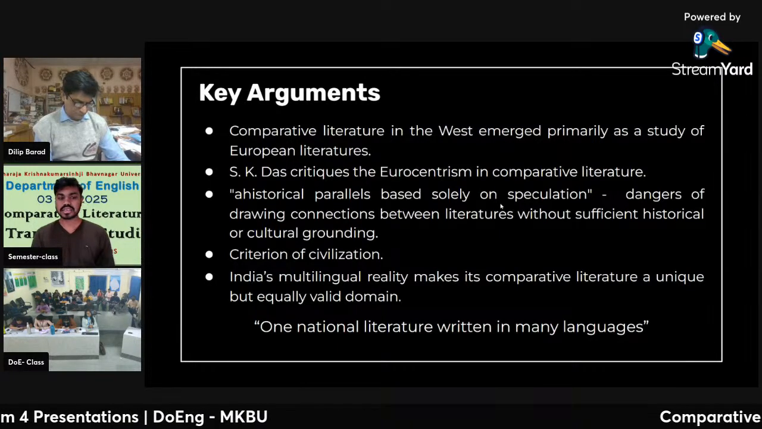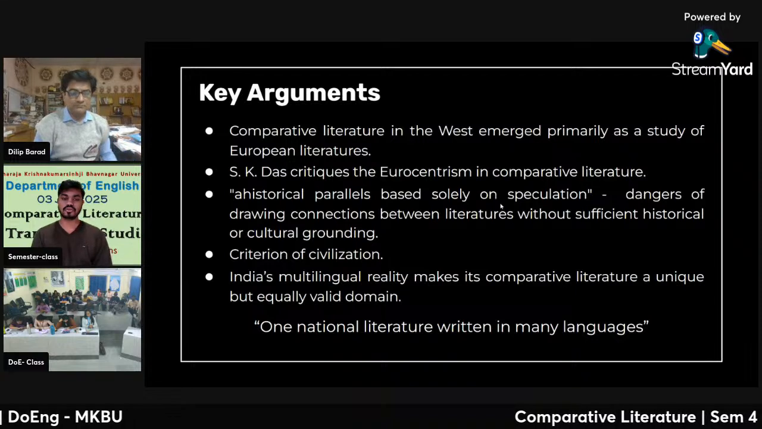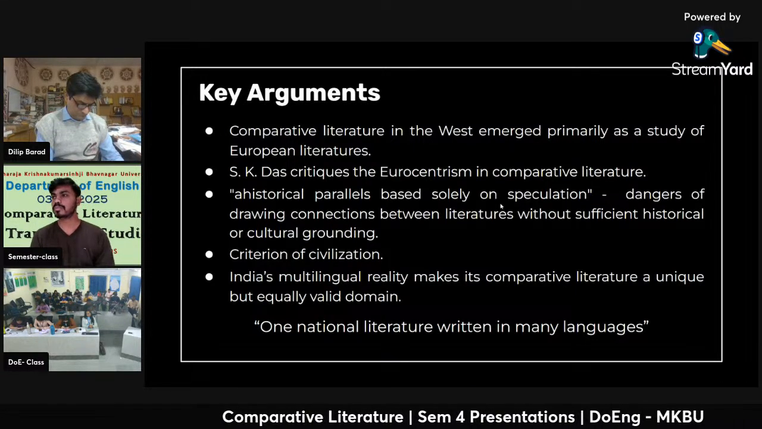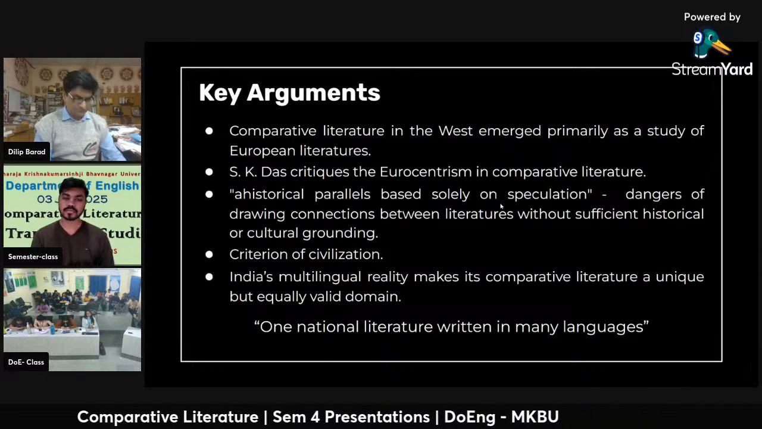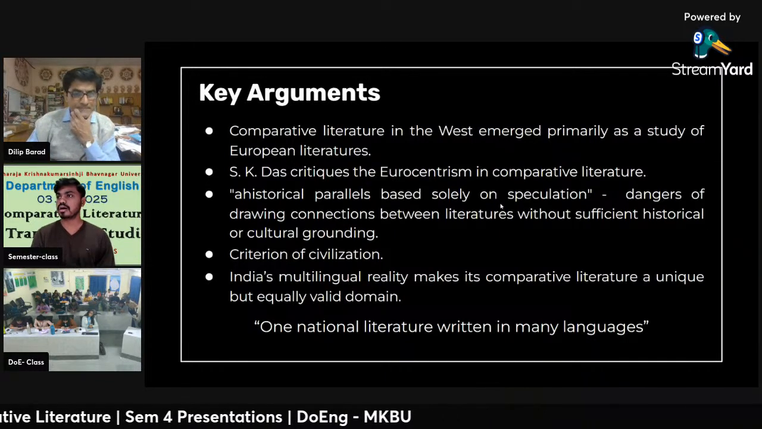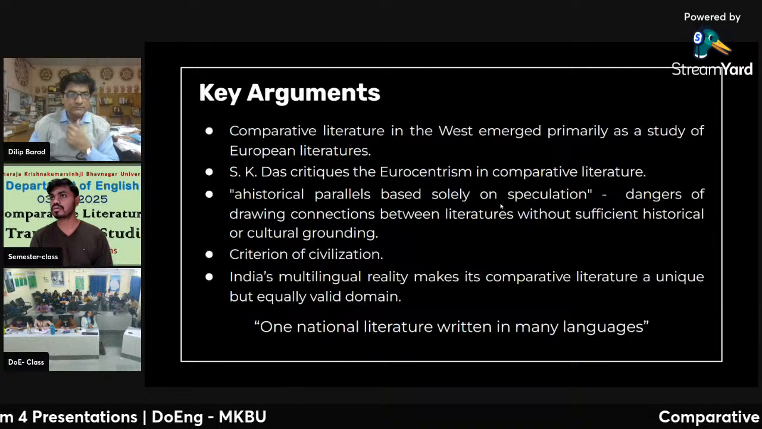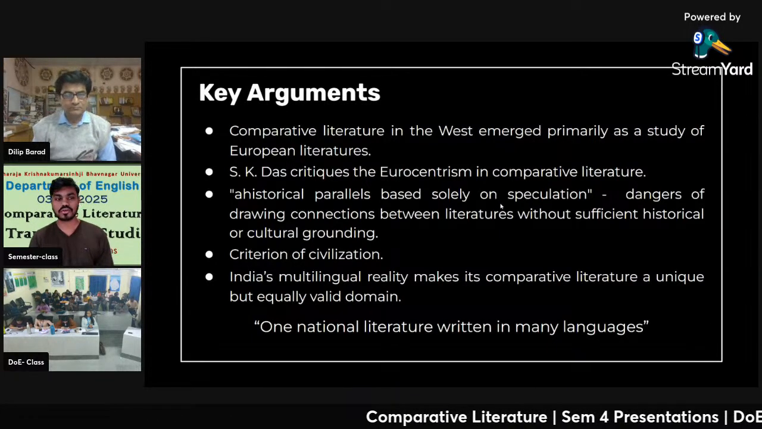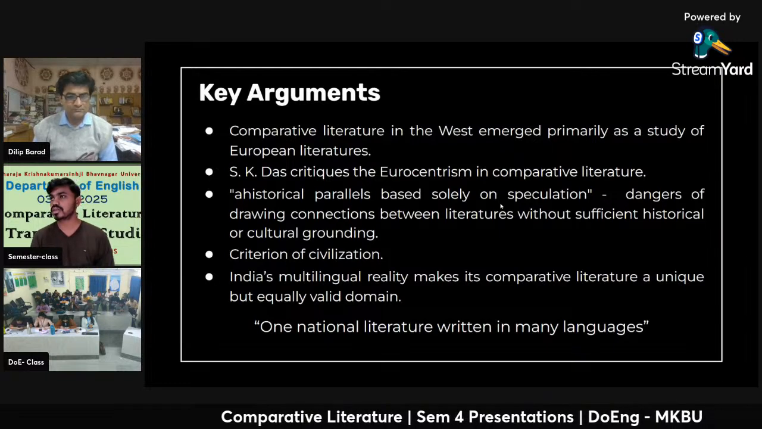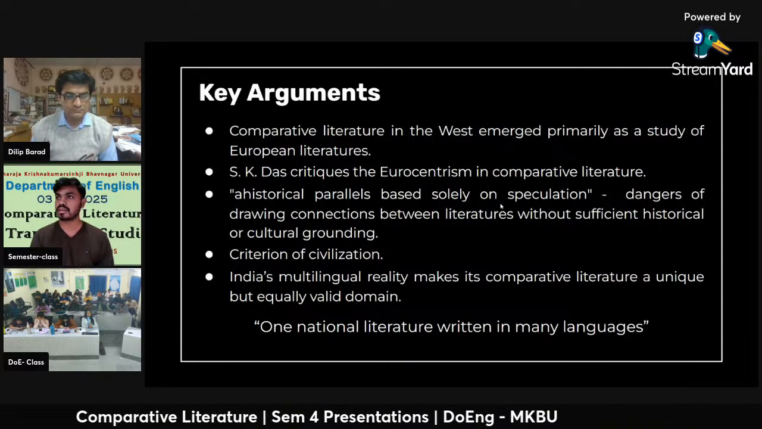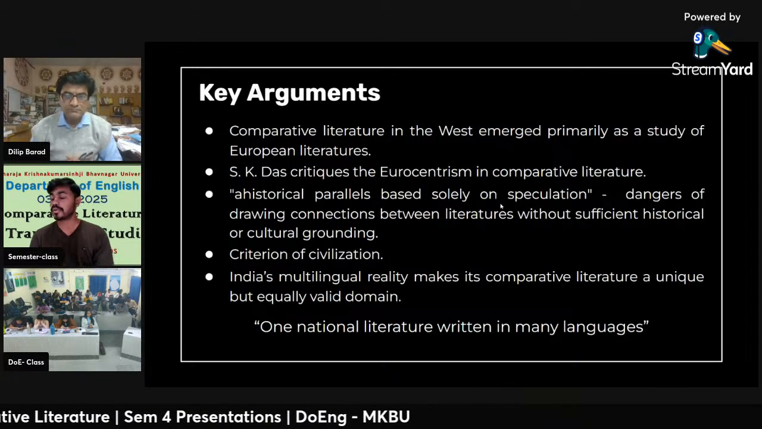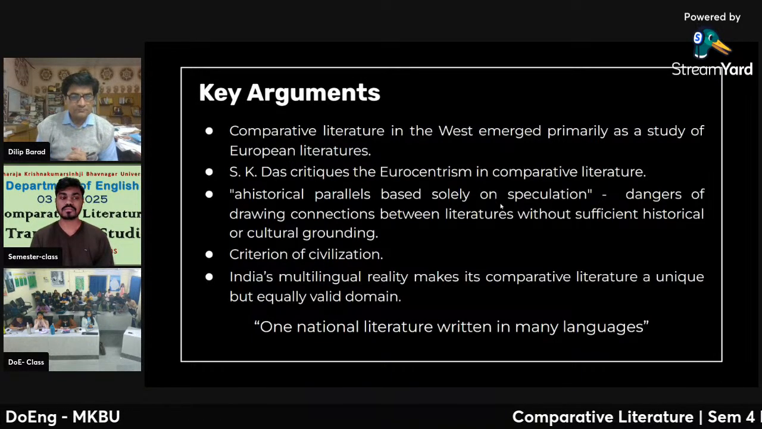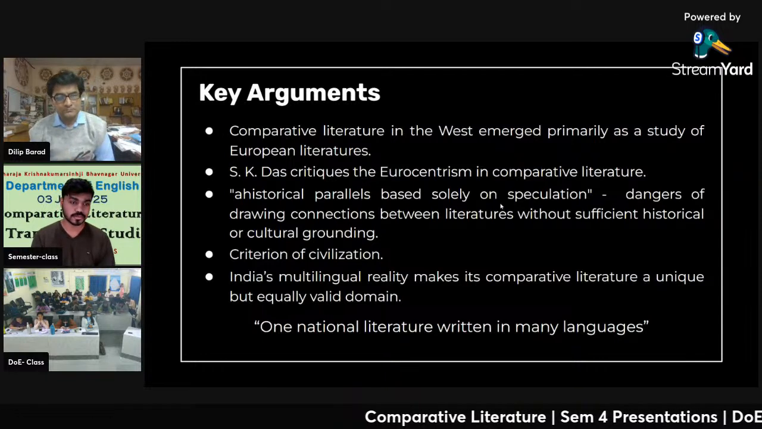And S.K. Das further critiques the idea of Eurocentrism in comparative literature. In this comparative Western literature, they also exclude the Oriental or Eastern literature in general. Furthermore, he says that this exclusion of Oriental literature is not always driven by biases and prejudices, but sometimes it is also driven by pragmatism.